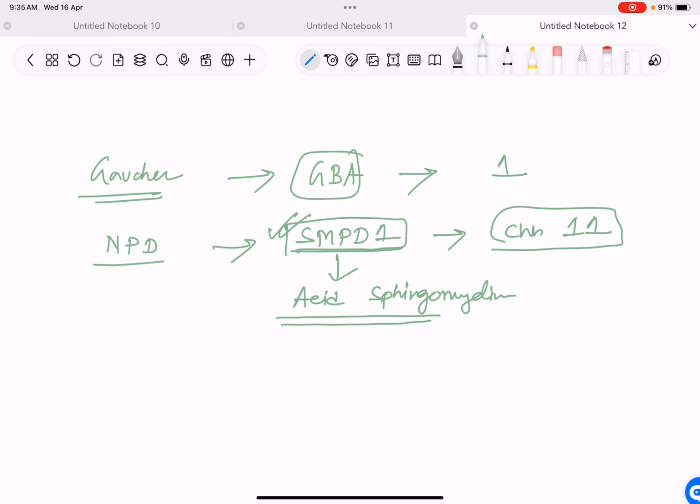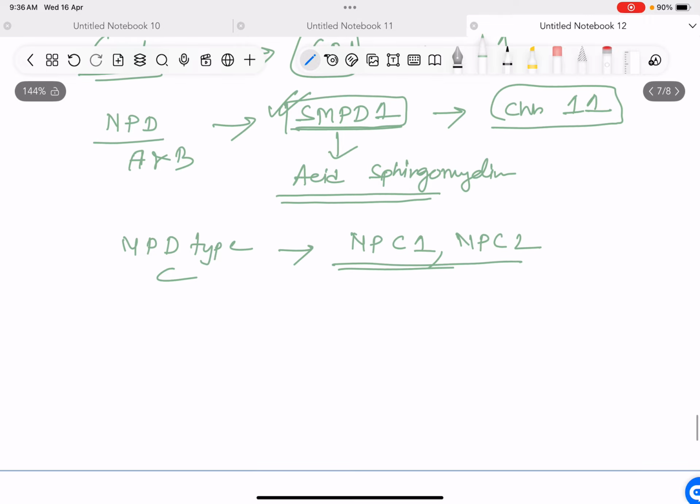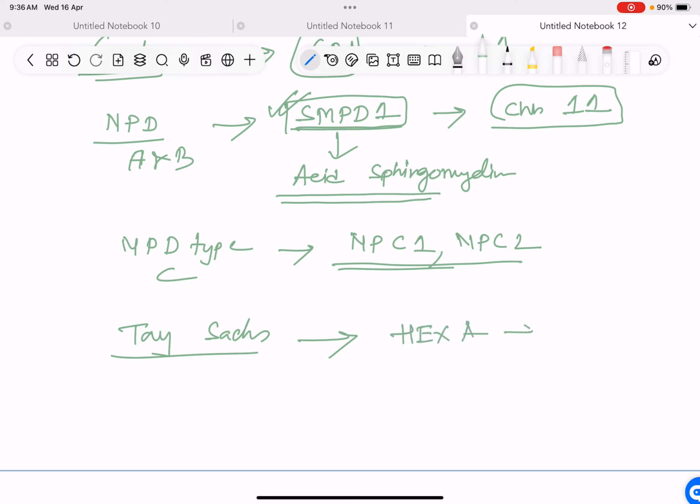Okay, then Niemann-Pick disease type C. This was A and B. Niemann-Pick disease type C is NPC1 and NPC2. Okay, this is a cholesterol transport defect. Okay, now move to Tay-Sachs disease. We have already studied that Tay-Sachs disease is due to a defect of the gene HEXA. This is present in chromosome 15.